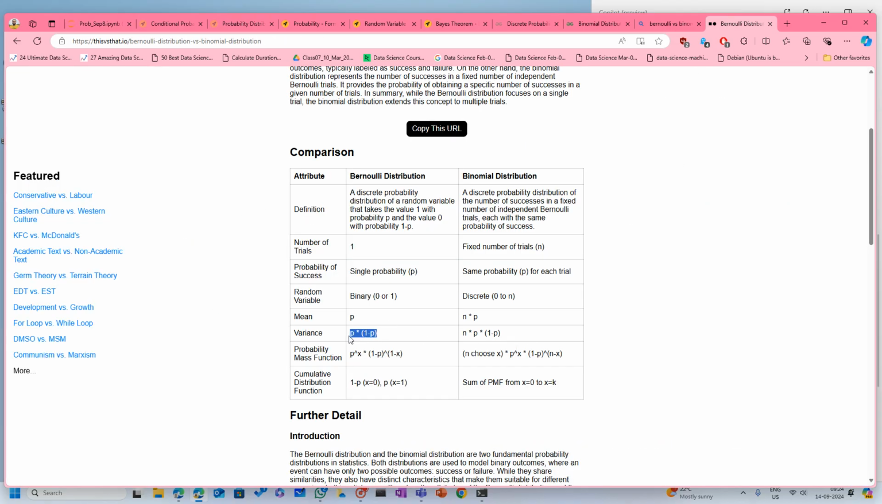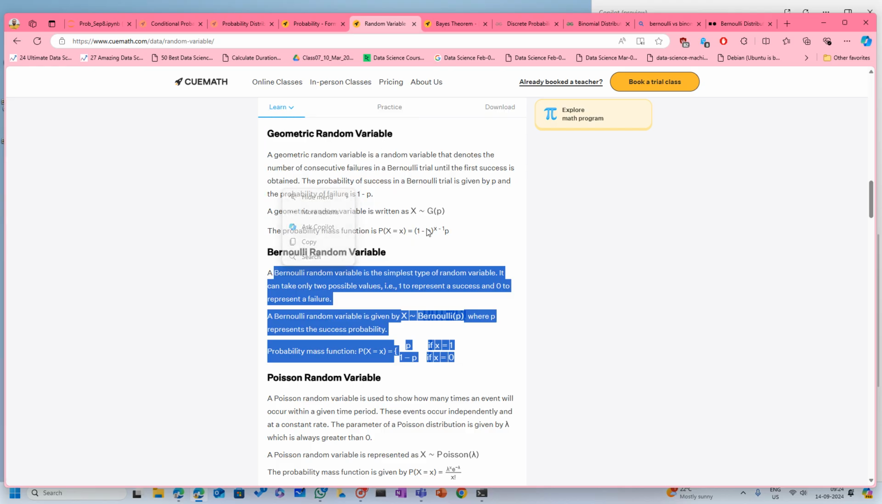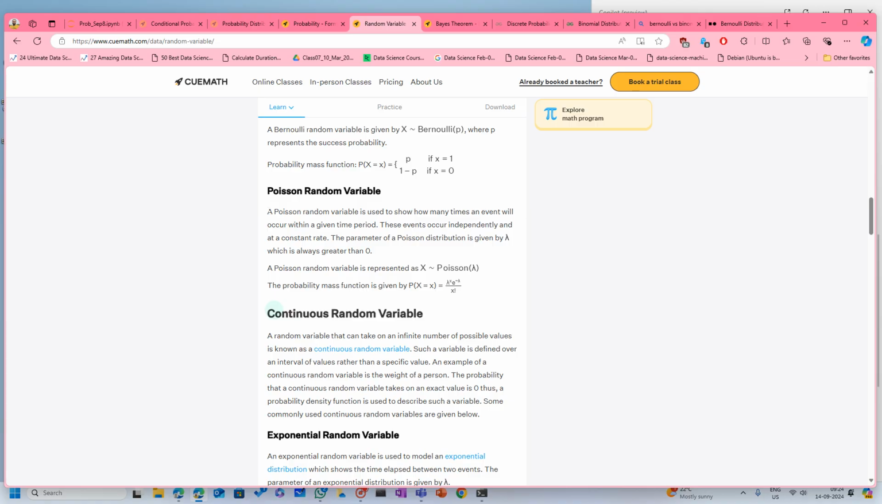Here variance is given by p into 1 minus p. In binomial you have to multiply n times in order to get it. So the probability mass function is also given by a formula. Again, I will get back to the cumulative distribution function, but the probability mass function differs with the formula. That is the difference. Okay, coming back to the random variables. So you have Bernoulli and binomial. Bernoulli is for once and binomial is for multiple times. Next we have Poisson.